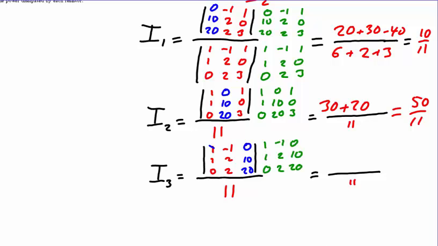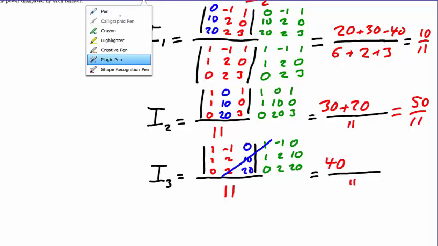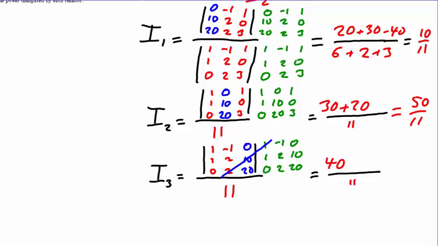The first positive diagonal yields a value of 40, which we will put in the numerator. The second positive diagonal yields nothing, and the third positive diagonal also yields nothing. Thus, we move on to our negative diagonals. The first negative diagonal yields 20. 1 times 10 times 2 is 20, and we will need to therefore subtract this 20.